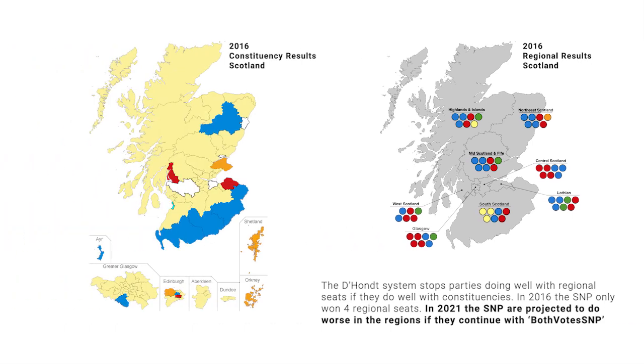The D'Hondt system stops parties doing well with the regional seats if they do well with the constituencies. In 2016, the SNP only won 4 regional seats. In 2021, the SNP are projected to do worse in the regions if they continue with both votes SNP.